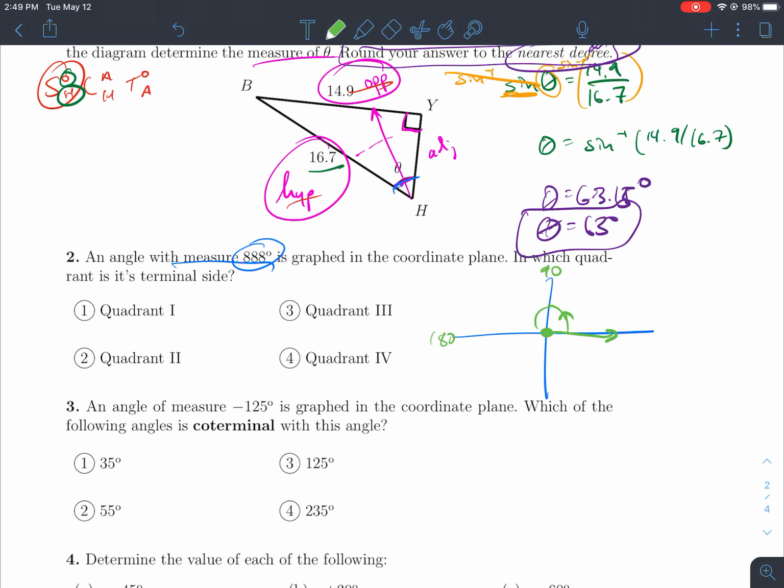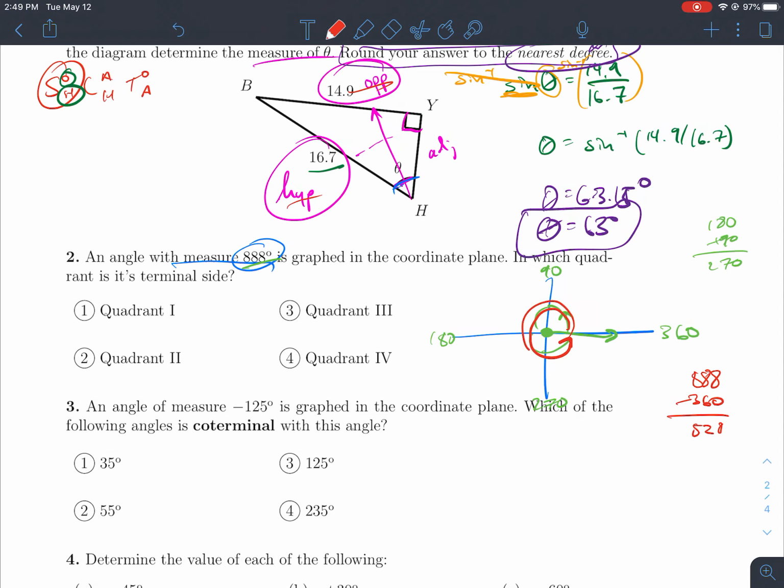So if we got to here, that would be 90, this would be 180, this would be another 90, 180 plus 90 is 270, so this is 270. Completing a full circle is 360, but we want to graph 880 degrees. So we're going to do at least one full circle. That's 360. We do a little bit of subtraction here. 880 minus that full circle leaves us with 528.